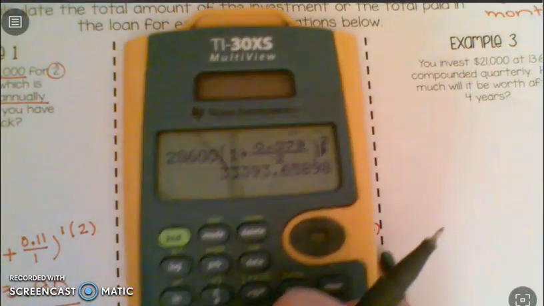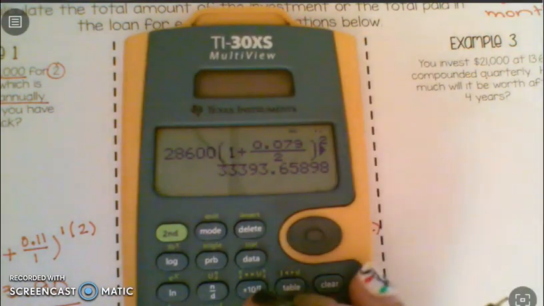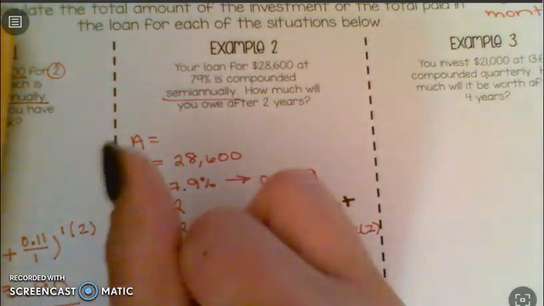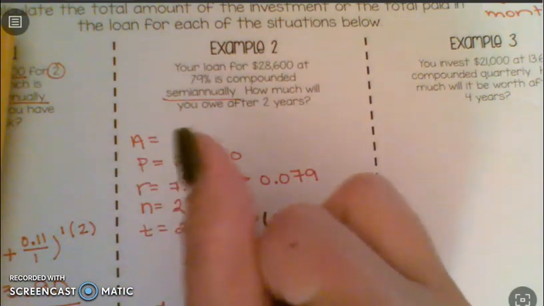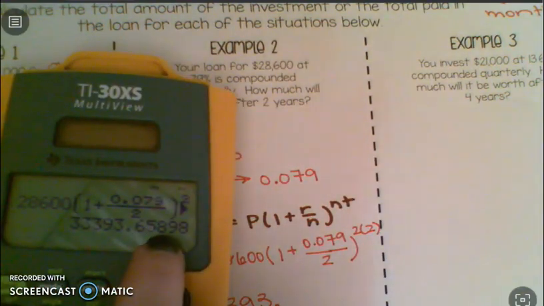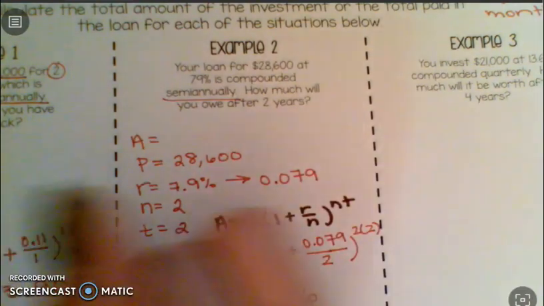So when I plug that in, I get this answer. Remember, it's money, so we're rounding. So that's $33,393, and it's a 658. So the 8 is going to make the 5 go to a 6. So it should be 0.66.